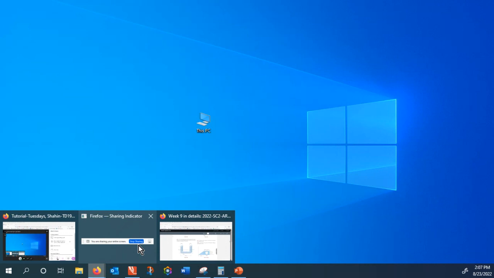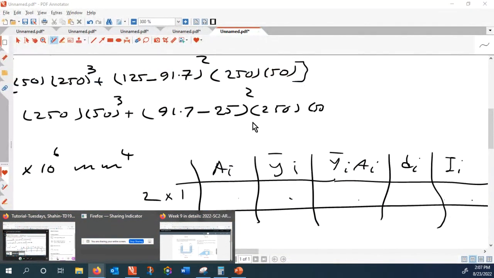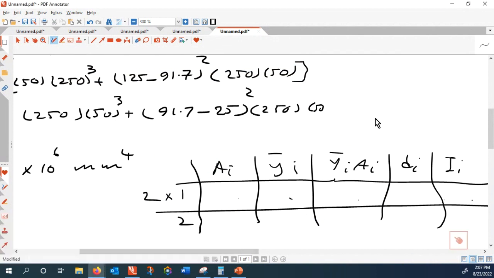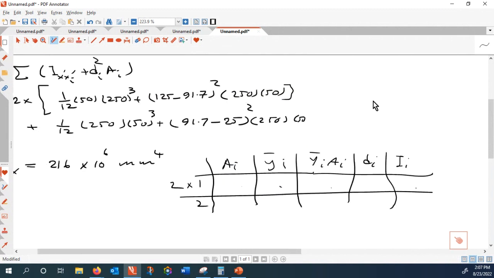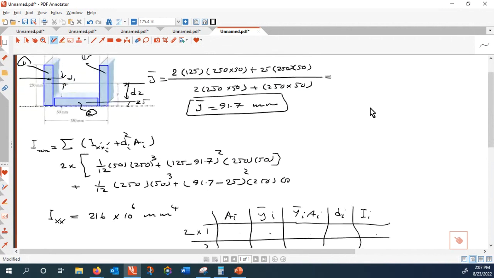Sorry? The solution for this one? That is in the slide. The slide has the solution. You want to take a photo? Yeah, go ahead. But also in the slide, the solution is there.